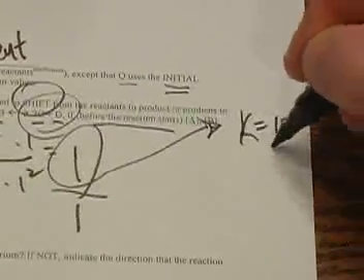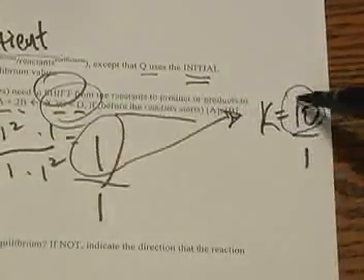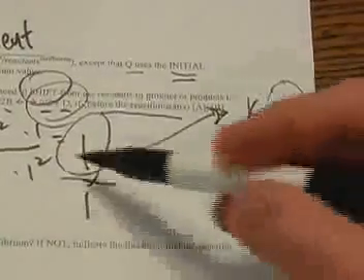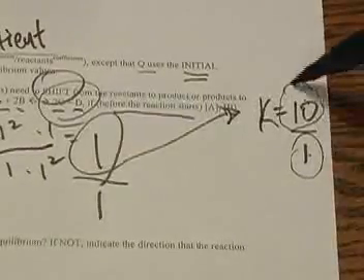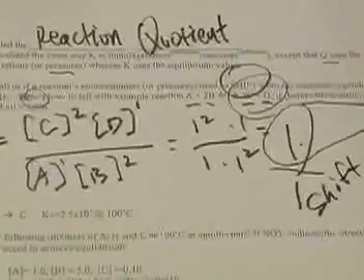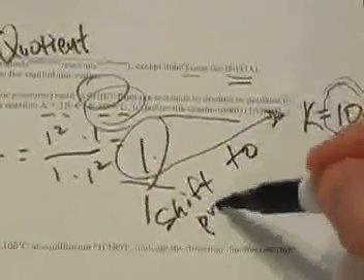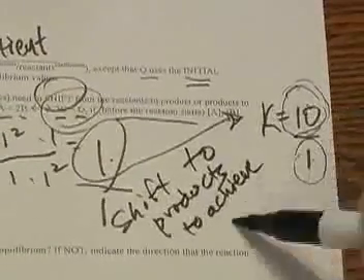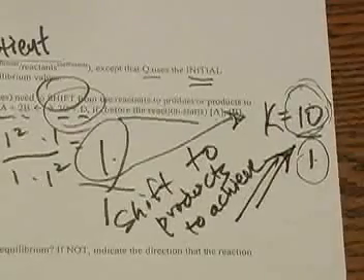K is nothing more than a fraction saying that it's 10 over 1. So what's bigger, the top part of the fraction in K or the bottom part of the fraction in K? Well, we see that 10 is way bigger than 1, meaning since K and Q are both products divided by reactants, the products are bigger at equilibrium than they are right now, meaning that we will have to shift to the products to achieve the equilibrium constant, to achieve an equilibrium constant of 10.